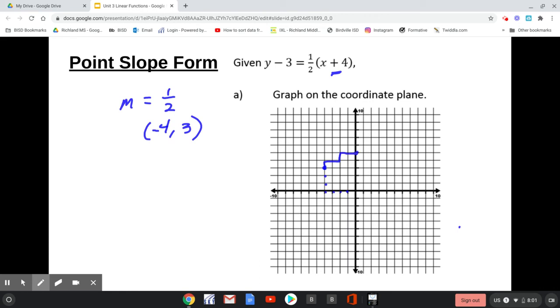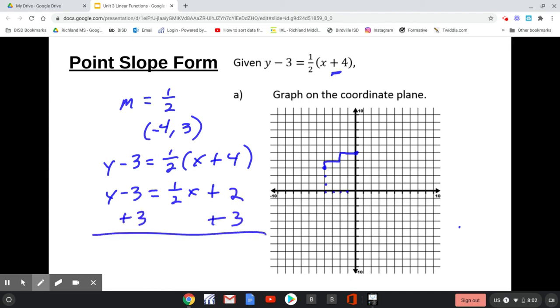If we put it in y equals mx plus b, it would be y minus 3 equals 1/2 times x plus 4. So we would have y minus 3 equals 1/2 x plus 4 times 1/2 would give us the number 2, because 4 divided by 2 is 2. And now we can move the 3. So we have y equals 1/2 x plus 5. So 1, 2, 3, 4, 5. That crossed at 5, so we know we were graphing it correctly.